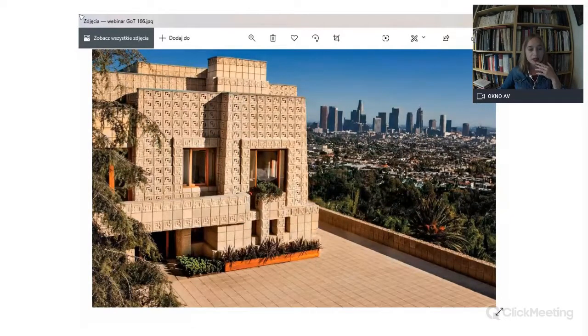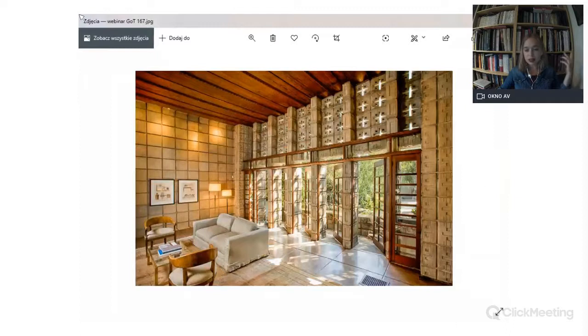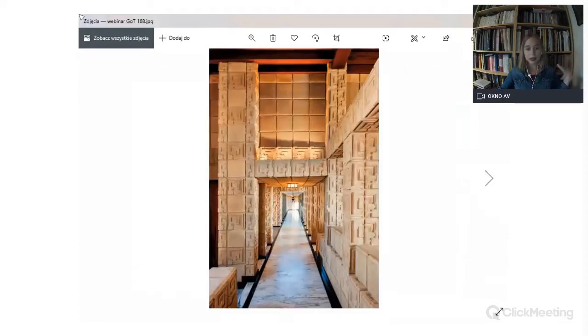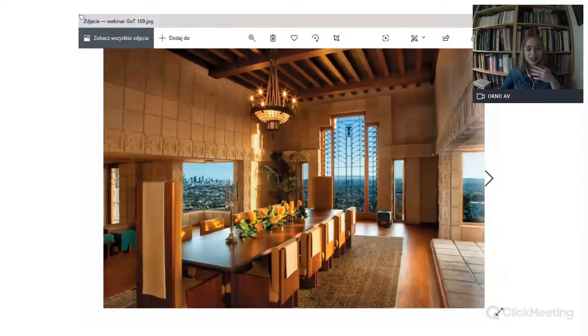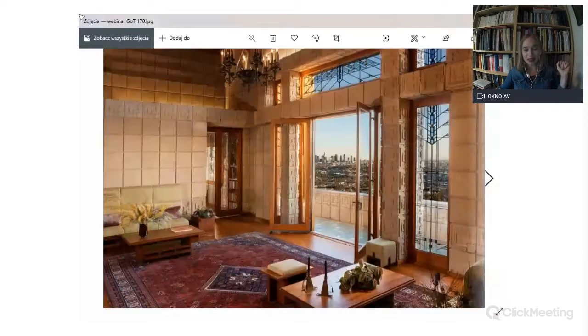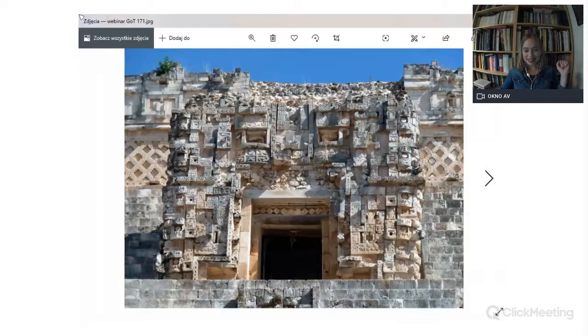You can see here the symmetrical geometrical decorations that cover the whole building, and we can see similar ones inside, like here or here. Very big windows, some elements made of wood, and a lot of stone or concrete elements with those characteristic decorations. One more example from the United States, and this Mayan revival architecture. Yes, and the source of inspiration for it.